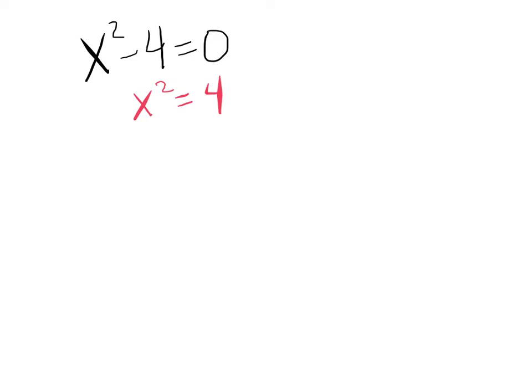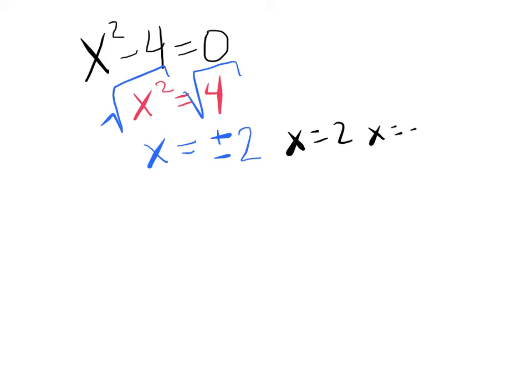Now our goal is to get x by itself, so we need to take the square root of both sides. And remember, x equals plus or minus the square root of 4, which is 2. So our two answers are x equals 2 and x equals negative 2. You can leave your answer as x equals plus or minus 2 if you want, but I just wanted to emphasize the fact that we have two solutions. There are two x-intercepts to this quadratic.